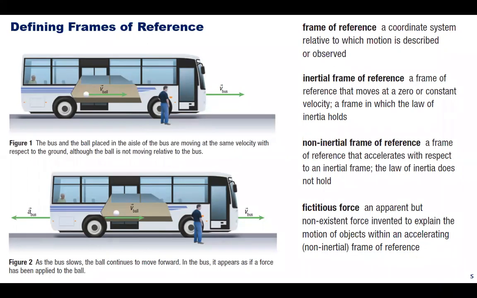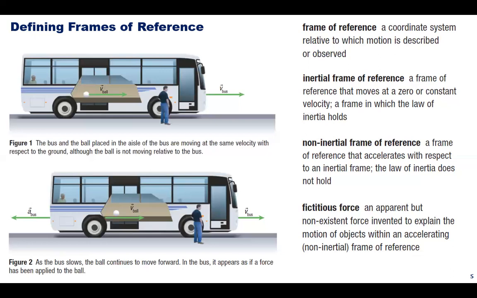Newton's first law of motion, or the law of inertia, states that any object moving at a constant velocity, including velocity equals 0, remains at that velocity if no net force acts on it. The bus in this case is an inertial frame of reference, which is a frame of reference in which the law of inertia is valid.